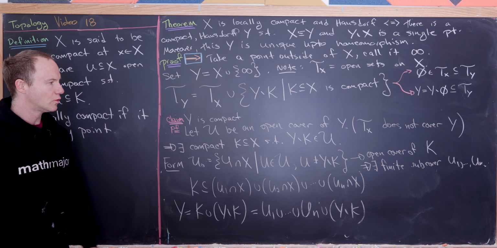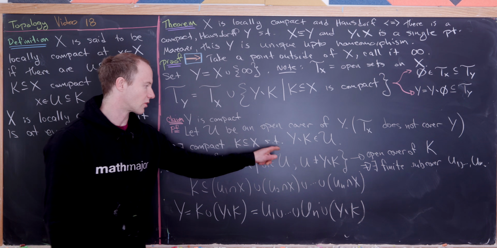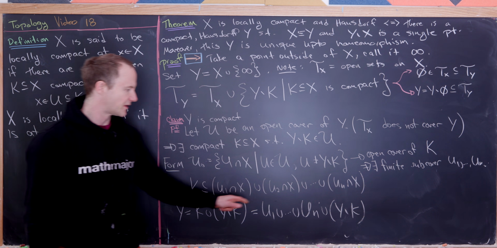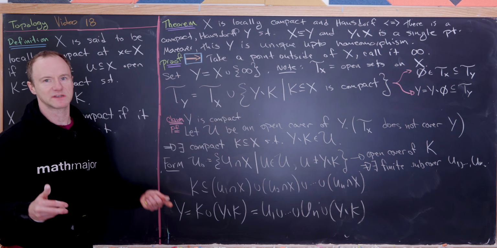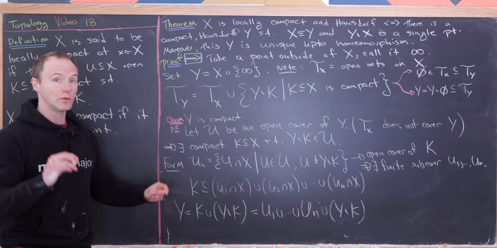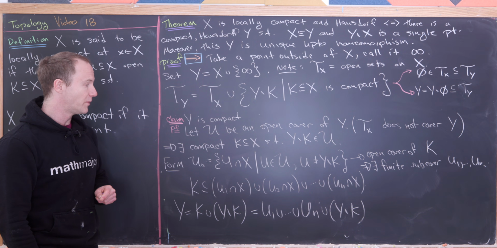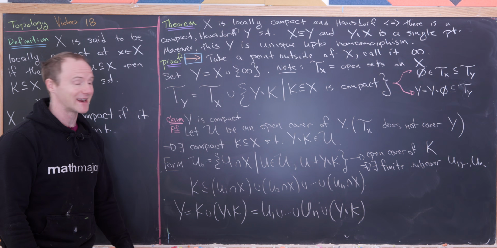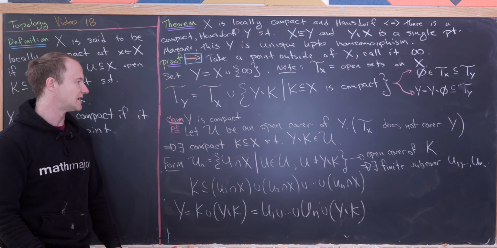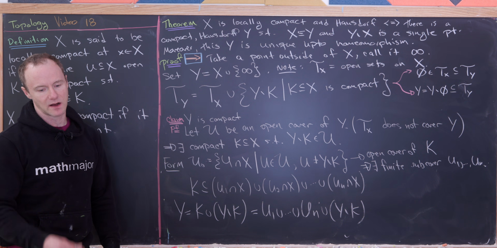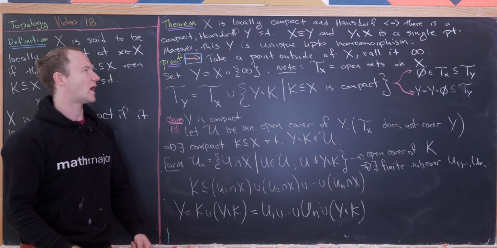But notice that U1 up to UN came from our original open cover, but then just adding one more of them keeps a finite number of sets, so we've done it. We started with an open cover of Y and we formed a finite subcover, but that's exactly what we need for Y to be compact. Now let's prove that Y is Hausdorff.